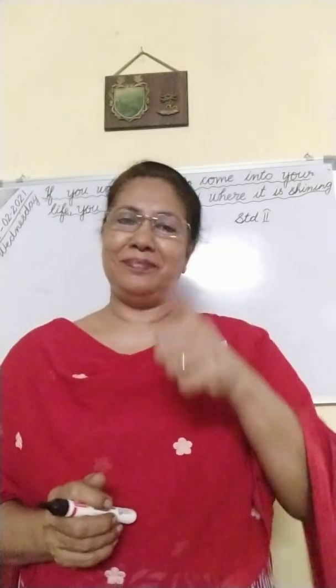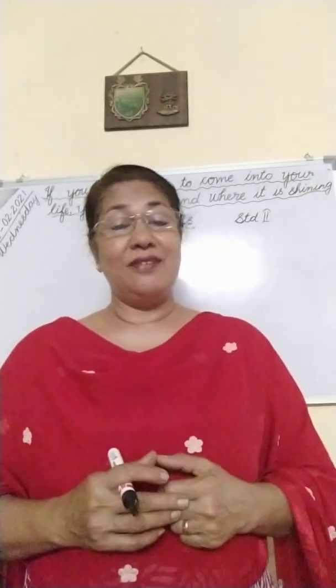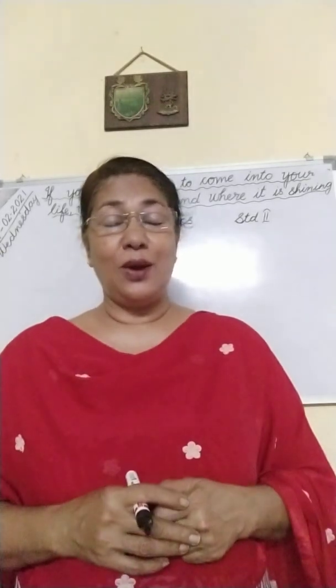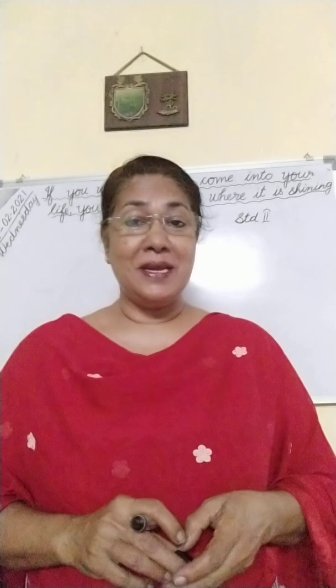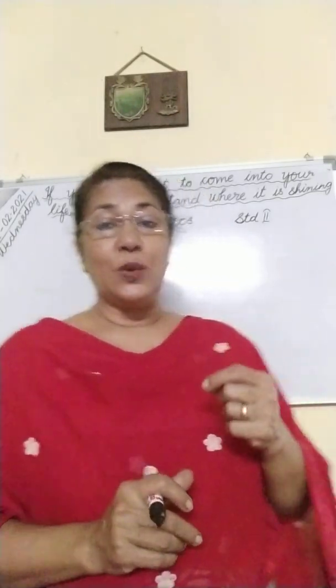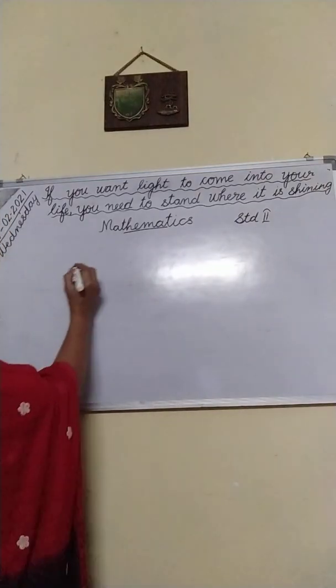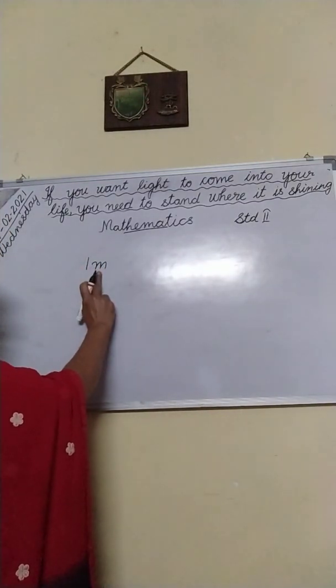Doing good? Good. So let's just have a quick revision of all we learned in lesson 2. First we start with meters and centimeters. 1 meter is equal to how many centimeters? Yes, meter. M is a short form for meter.